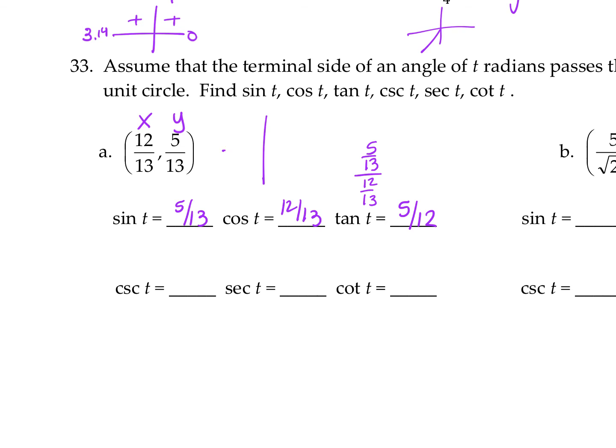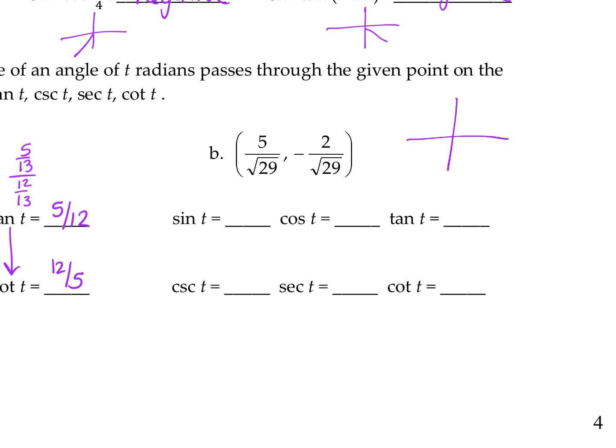You could also think about these as a triangle, and that you know your hypotenuse is 13, you know your x is 12, and you know your y is 5. Tangent would be opposite over adjacent, so it would be 5 over 12. That's another way you could think about it. Cosecant is the reciprocal of sine. Secant is the reciprocal of cosine. Tangent is the reciprocal of cotangent. And so that's how we get those.